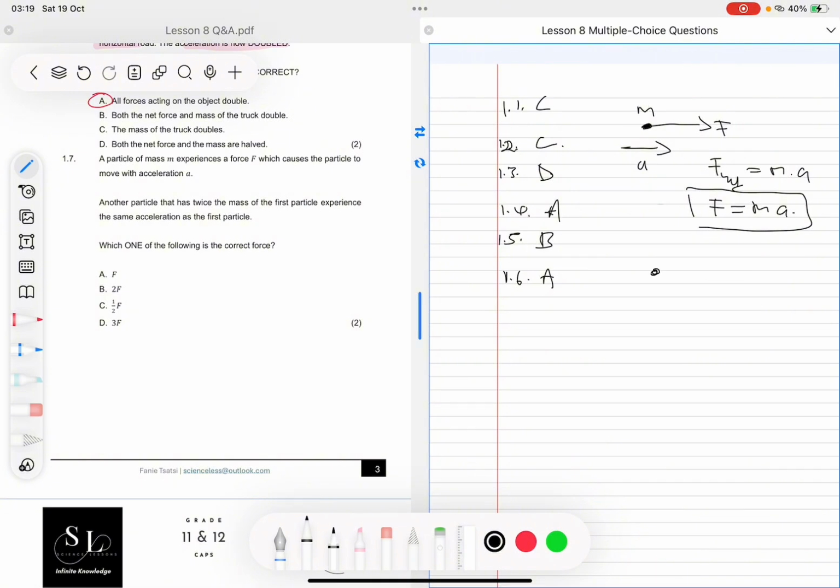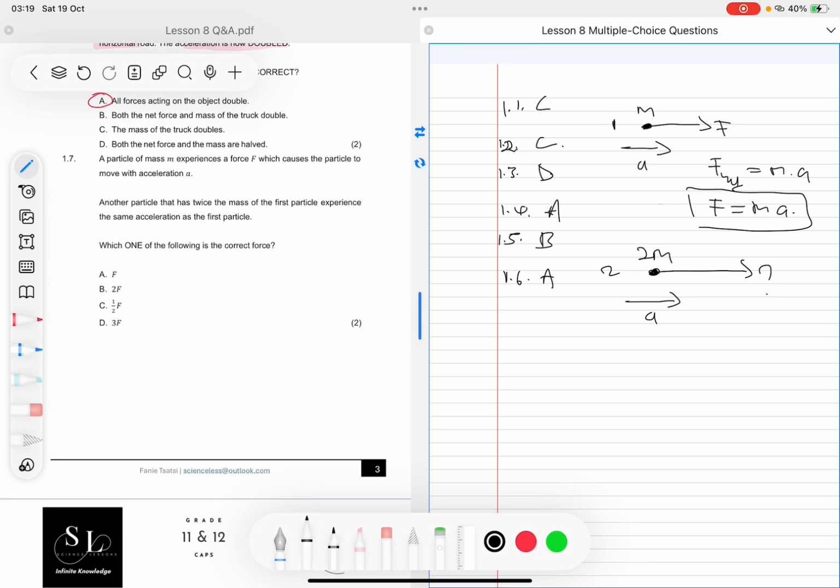Now here we have another, remember this is the first particle, here we have the second particle. They say the mass is twice m. We only changed the mass in this particle, but it moves with the same acceleration as the first particle here. The acceleration is the same. So what we're looking for is this force here, right? What is this force here? How will it look? At first glance, I can tell you that the force should also double.